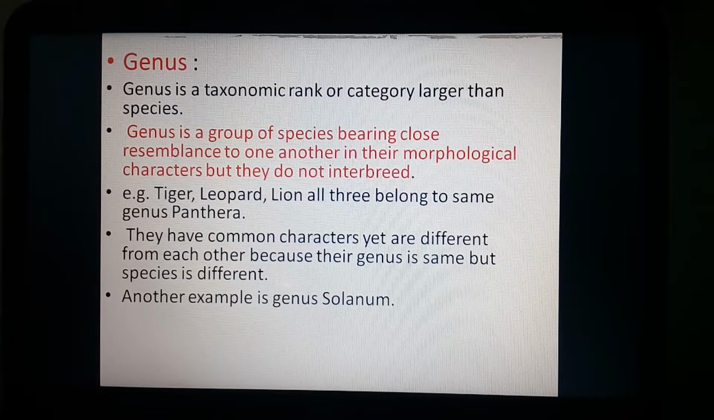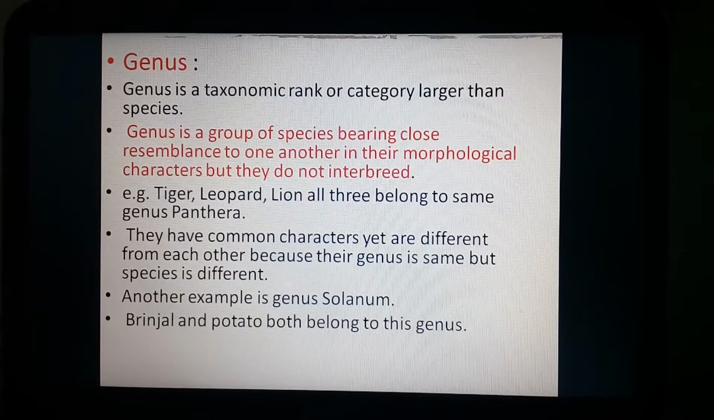Another example of a genus, Solanum. Solanum tuberosum, potato. Under that genus Solanum, the species of brinjal and the species of potato come. Brinjal and potato are different things but belong to the same genus Solanum.